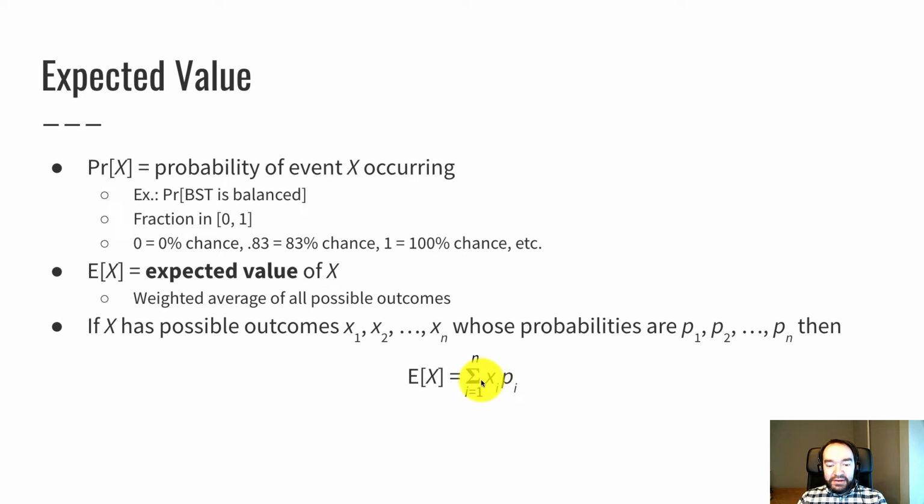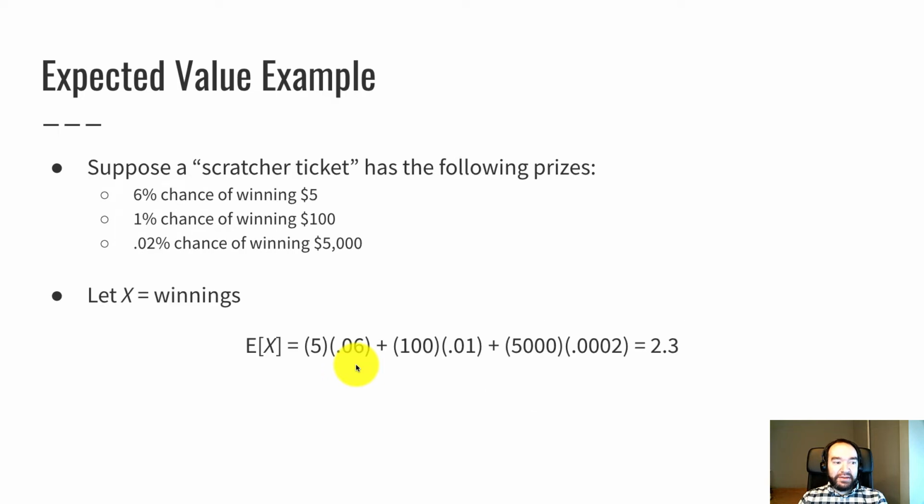We sum up for every event number i, xi times pi. So the outcome value, xi, multiplied by the probability that it occurs. And when we add up all of those, we get what's called the expected value of x. It's basically the weighted average of every possible outcome of the event.